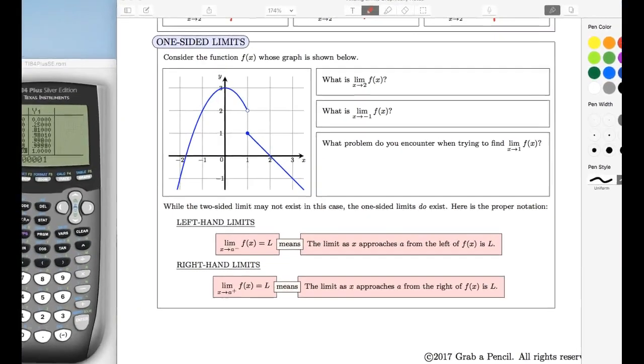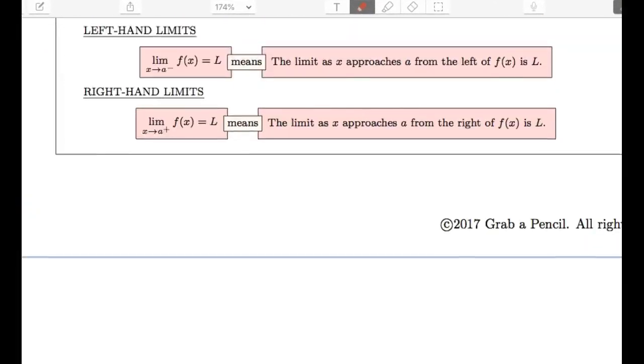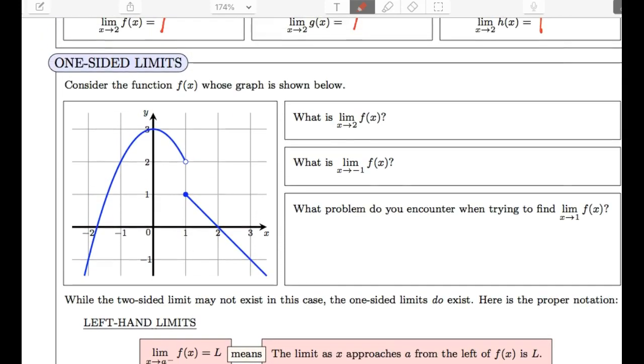Everyone, this is a quick review of one-sided limits. So let's consider the function f of x whose graph is shown below. What is the limit as x approaches 2?